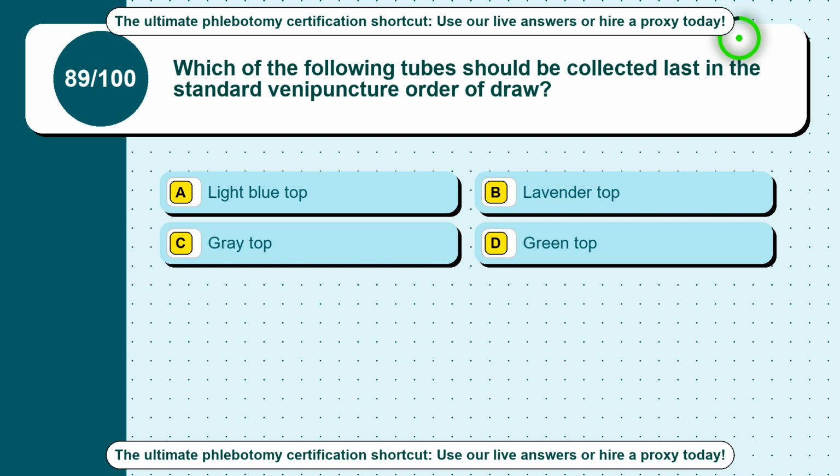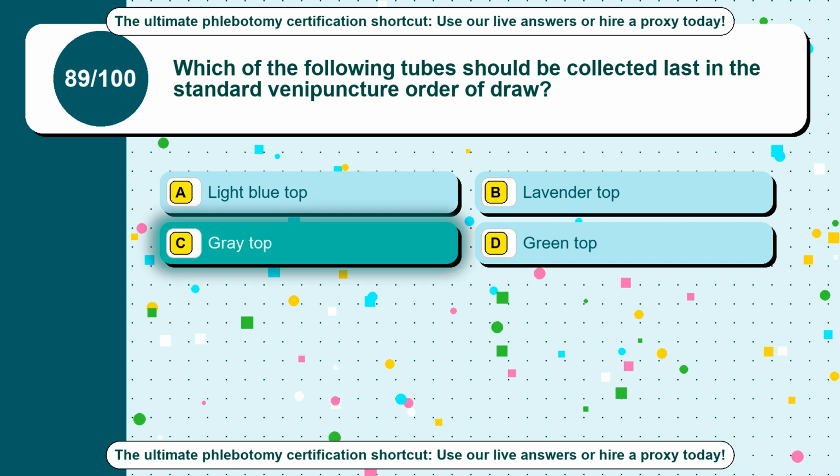Question 89. Which of the following tubes should be collected last in the standard venipuncture order of draw? Option A, light blue top. Option B, lavender top. Option C, gray top. Option D, green top. The correct answer is option C, gray top.